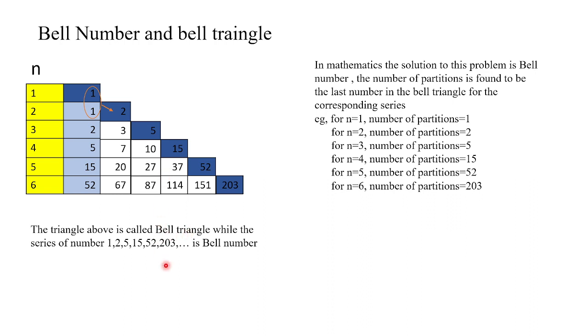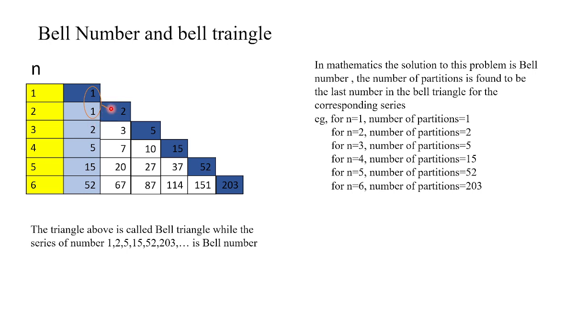Now, how is it obtained? This series is obtained with the help of the Bell triangle. In the Bell triangle, the topmost corner element is kept as 1, and the last number of each row is the Bell number. If n equals 1, then column 1 is the last number for that row. For n equals 2, column 2 is the last number of that row. If n equals 3, then column 3 is the last column of that row. The last number of a row then becomes the first number of the next row.